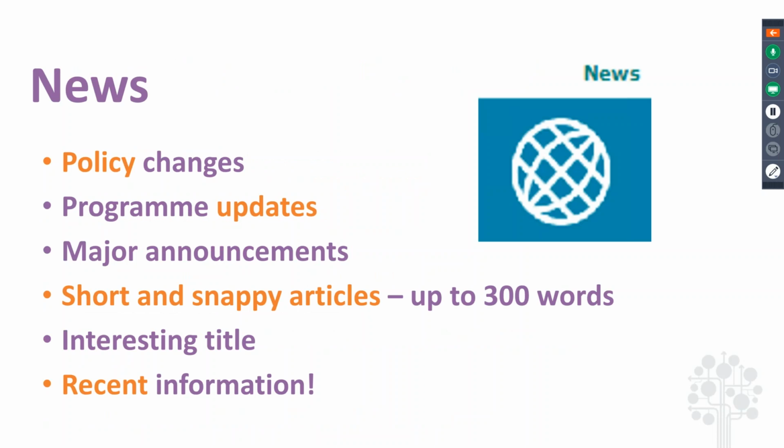So what do we expect from EPALE news articles? We want them to contain stories that communicate big messages to the majority. This means we want to see things such as policy changes, program updates, and major announcements that will impact on many users. We want them to be short and snappy, getting the main point across quickly and keeping the reader engaged. We like them to be between 200 and 300 words, ideally, and we like an interesting and preferably short title. Remember that news is time sensitive, so make sure your news is recent.